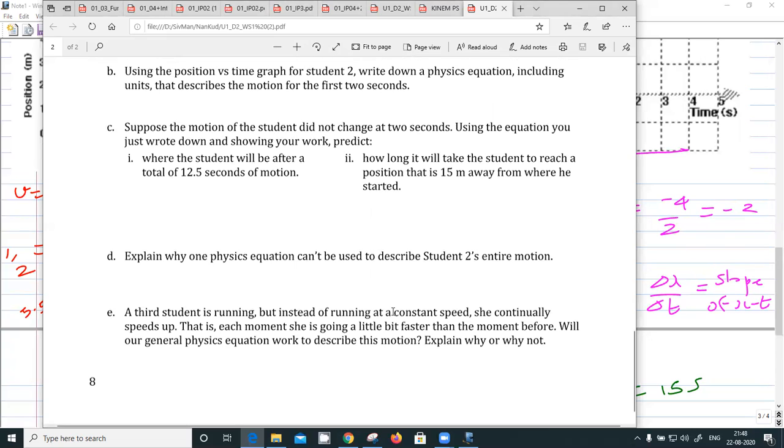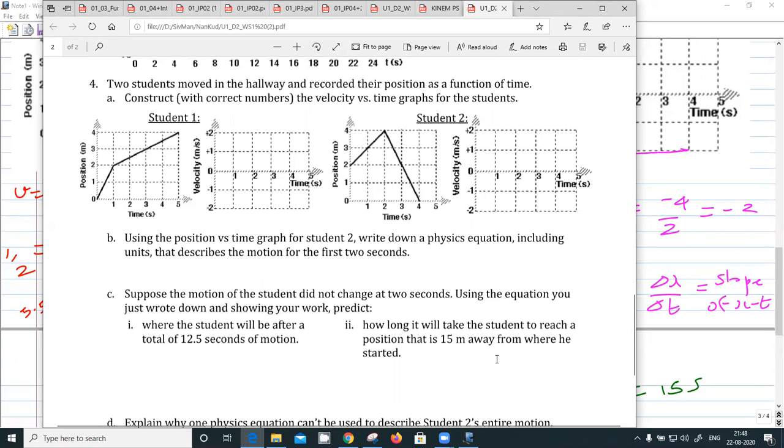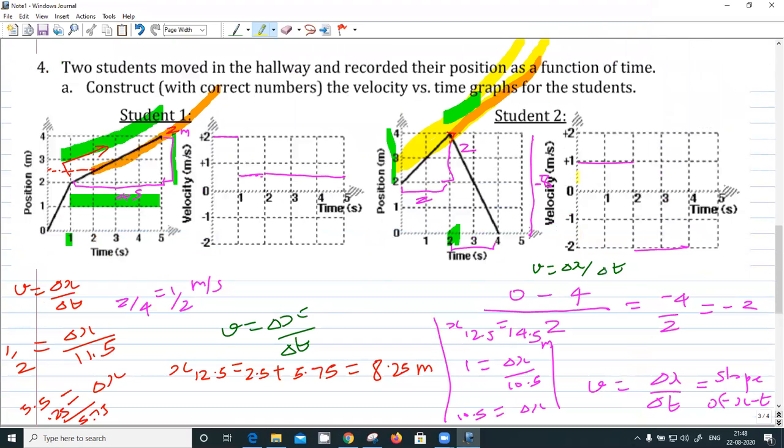A third student is running, but instead of running at a constant speed, she continually speeds up. That is, she's going a little bit faster than the moment before. Will our general physics equation work to describe this motion? Explain why or why not. No, because it's changing. Here the velocity is like a straight line, right? There the velocity will not be a straight line, a horizontal line. It will be like this. No, because the velocity is going to be changing.